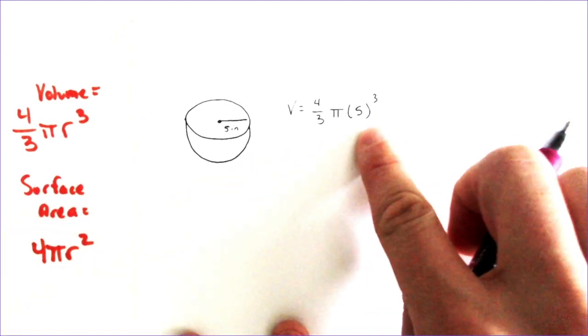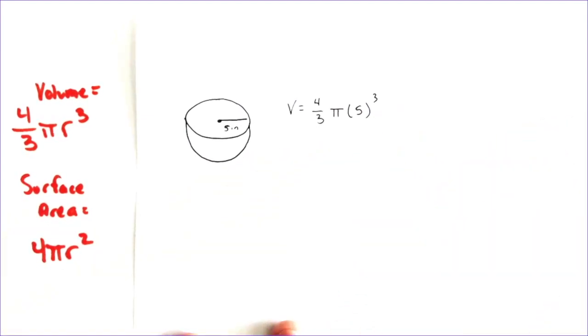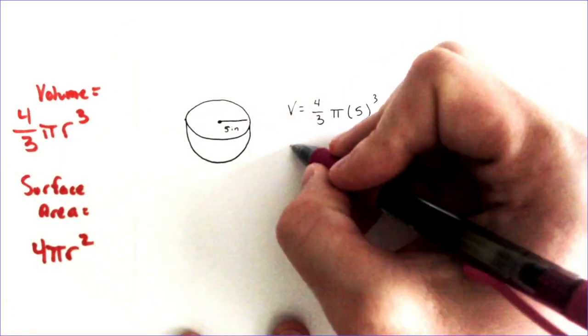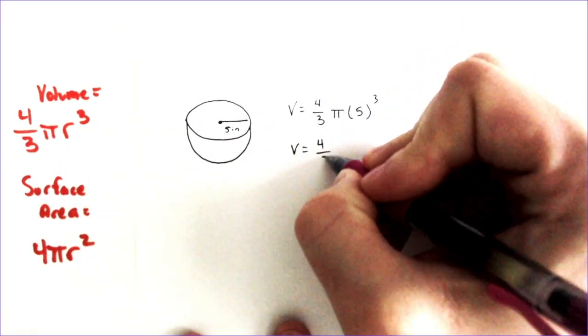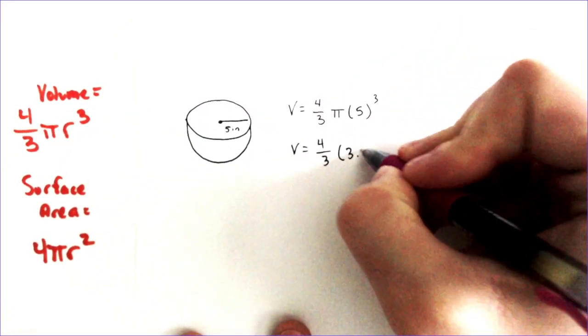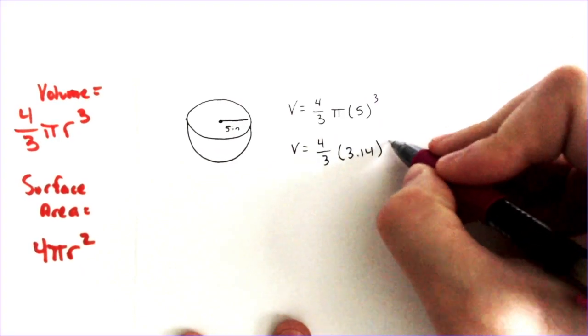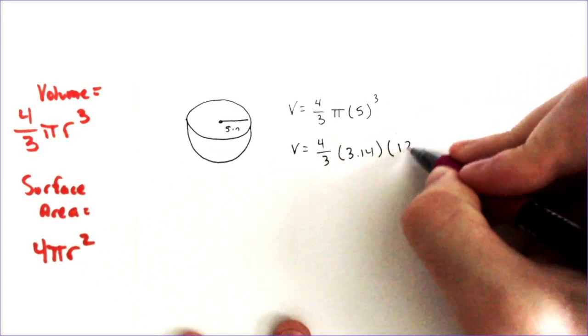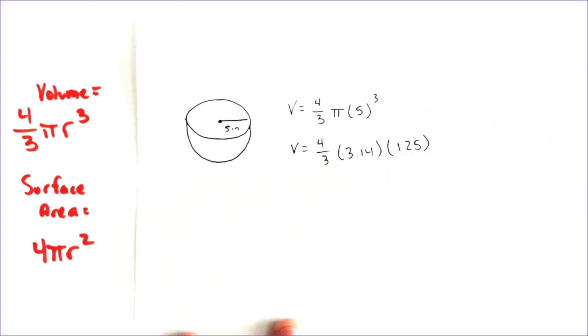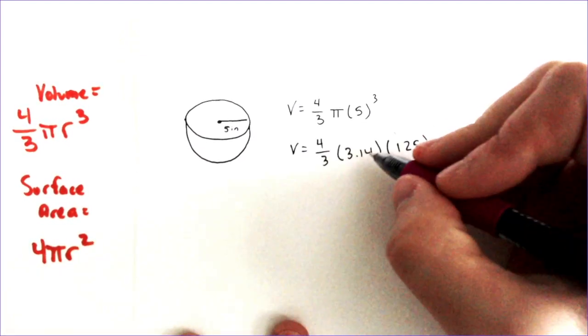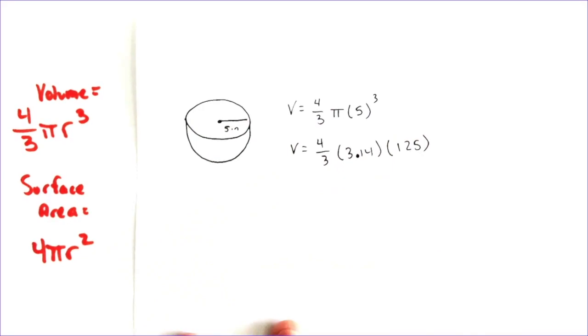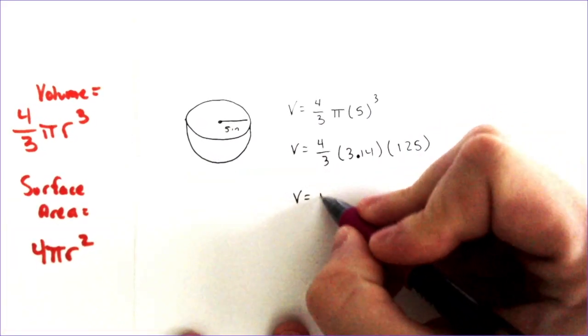So we're going to do 5 to the third power. 5 to the third power is 5 times 5 times 5, which is 125. Pi, I'm turning into 3.14. For this part, I'm going to again multiply by 4 first. So I'm going to do 4 times 3.14 times 125.